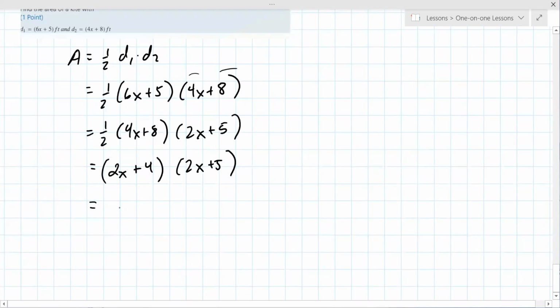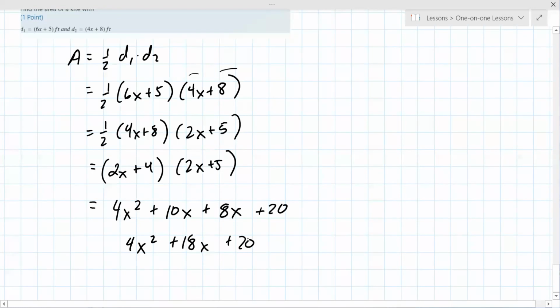So first is 2x times 2x, that's 4x squared. The outer is 2x times 5, that's 10x. The inner is 4 times 2x. The last is 4 times 5, which is 20. 4x squared plus 18x plus 20. And we're going to assign units. The lengths are both feet, so this is feet squared for your area.